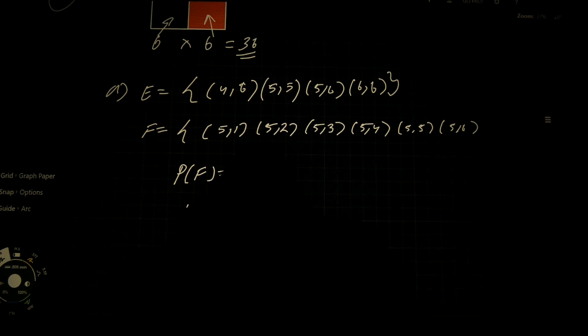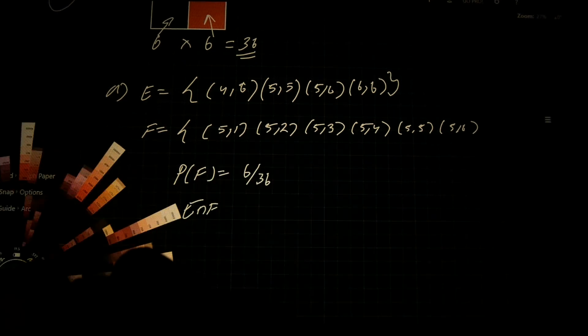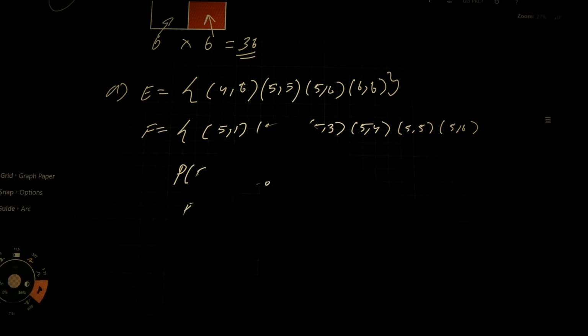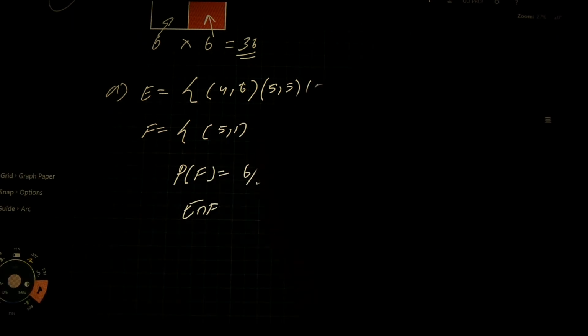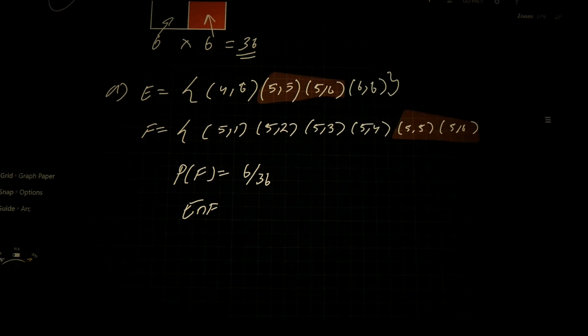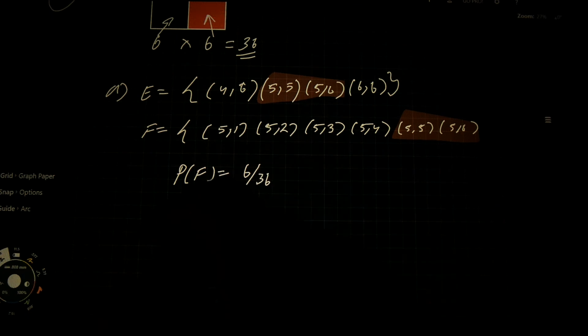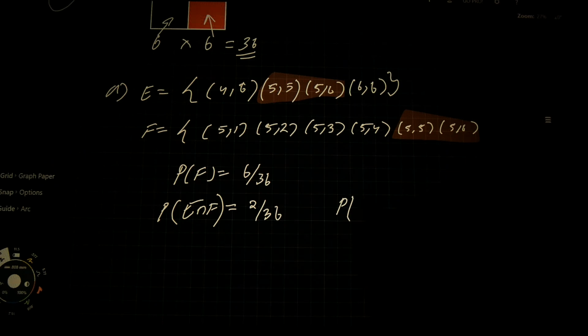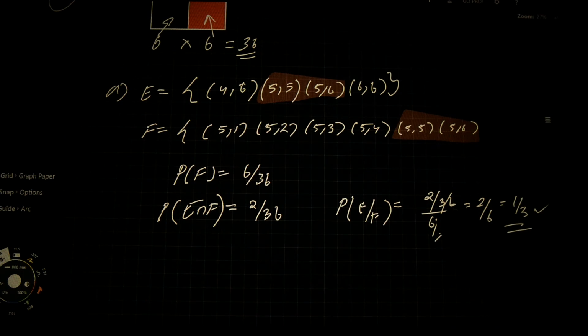Alright. What is E intersection F? Common terms. What are common? The first element is 5 and it has to be greater than this. So there are only two elements that are common. So P of E intersection F is 2 out of 36. Now P of E given F is 2 by 36 divided by 6 by 36, which is 2 by 6, which is 1 by 3.